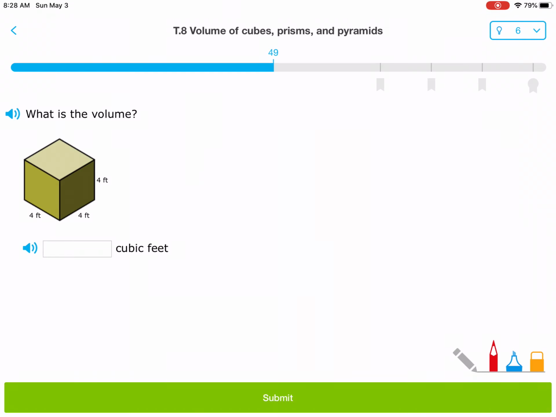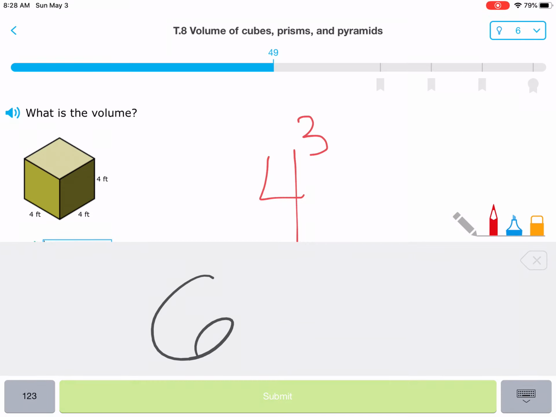Volume of a cube. This is going to be the side cubed, or 4 times 4 times 4. 64.